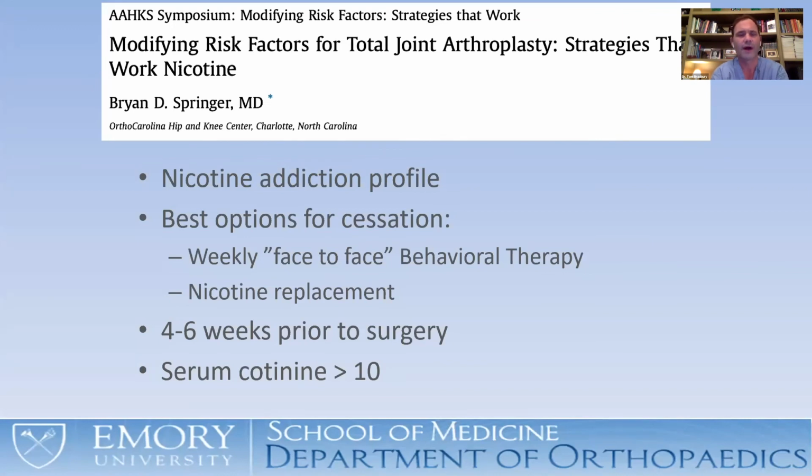The best current options to help someone stop smoking are weekly face-to-face behavioral interventions. Obviously, this isn't easy. It takes a well-organized structure to get it accomplished. And then nicotine replacement therapy, i.e. smokeless nicotine replacement. Best data suggests that 4 to 6 weeks of cessation prior to surgery is the best practice, and that screening with a serum cotinine level less than 10 is commensurate with someone who is not smoking and at low risk for complications. So take-home points with smoking.